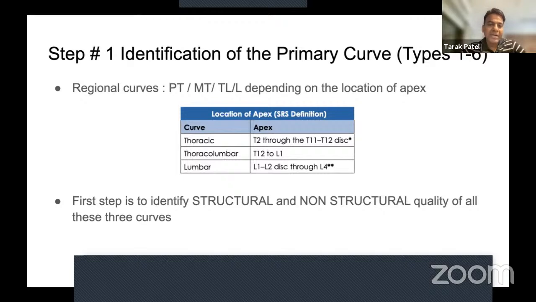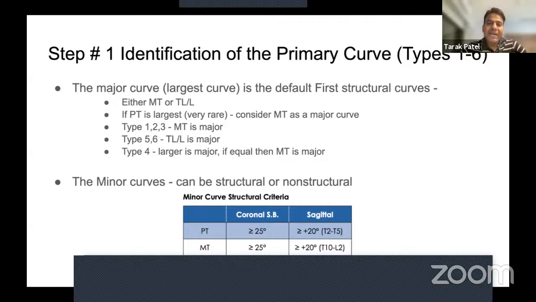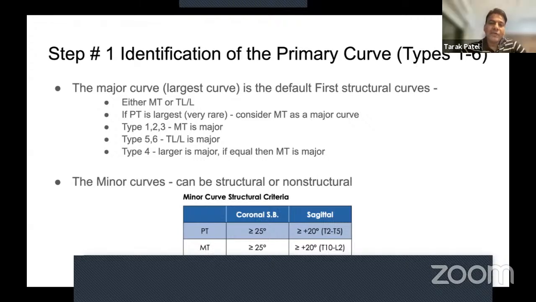And then the next step is to identify the structural curves and non-structural curves. So the major curve, which is the largest curve, is by default the first structural curve, irrespective of whether it is flexible or not. So it can be either main thoracic or thoracolumbar lumbar. If the proximal thoracic curve is the largest curve, which is very rare, then in that case we will have to consider the main thoracic curve as the major curve. In type 1, 2, and 3, MT will be the major curve, and in type 5 and 6, the thoracolumbar lumbar curve will be major. And in type 4, which is the triple major curve, the larger curve is considered as the major structural curve, and if both are equal, then MT is considered as the major structural curve.